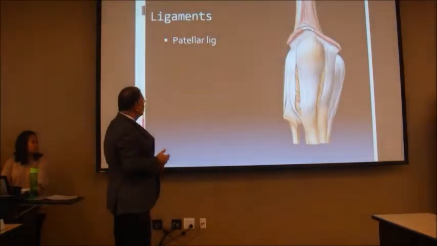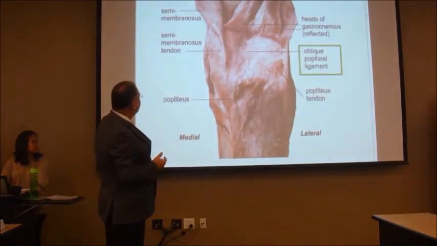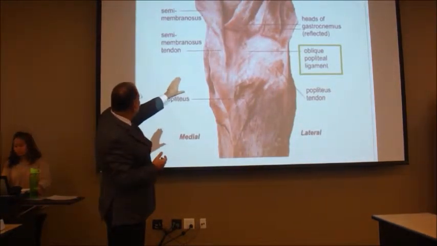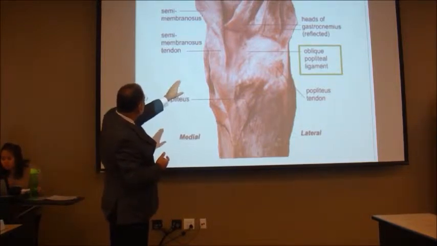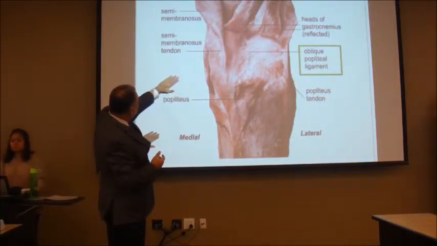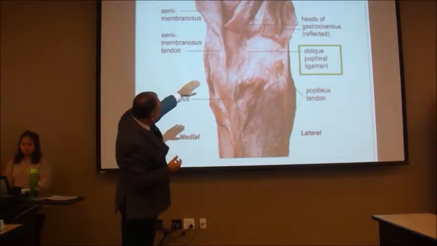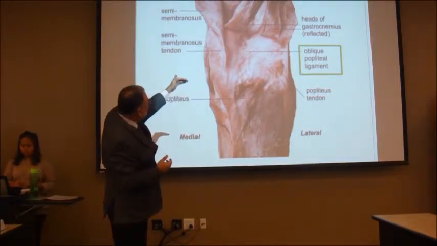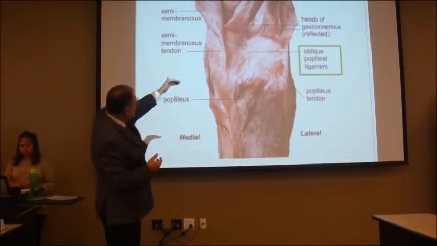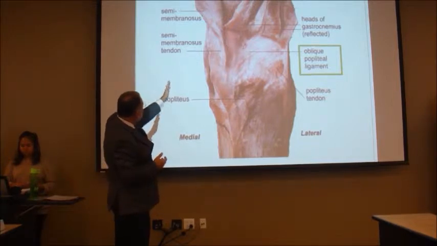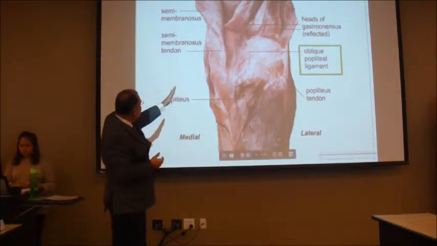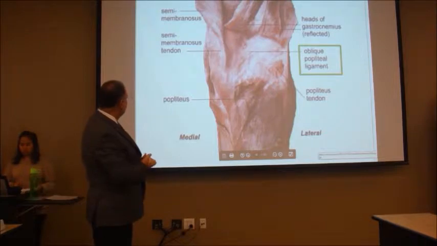A little bit difficult to see this one, but the oblique popliteal ligament, as you can see it there, is basically deeper than the head of the gastrocnemius and the insertion, and part of it comes lateral from the semimembranosus insertion.